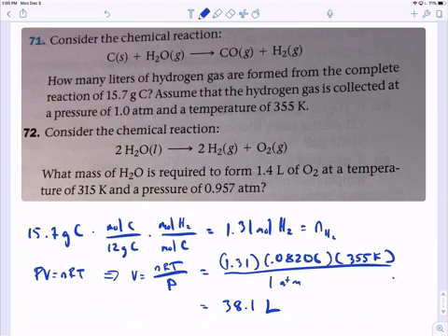So, all right, try 72 then. Although that's a little bit backwards. You're asking for the mass of water, given 1.4 liters of oxygen at temperature 315 Kelvin and 0.957 atmospheres. Solve for n, so n equals PV over RT. Solve for n for oxygen, and then you're going to need twice as many moles of water as your oxygen, and then multiply that by 18 grams per mole to get you the mass.